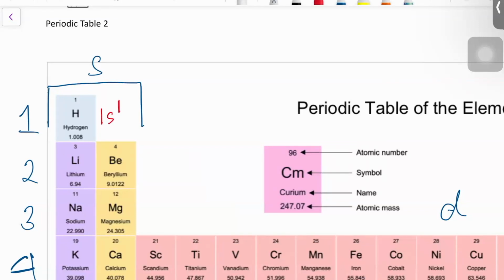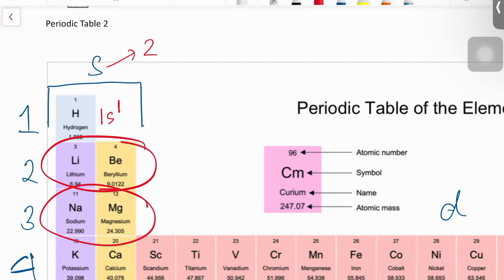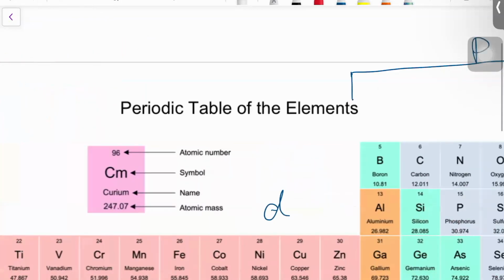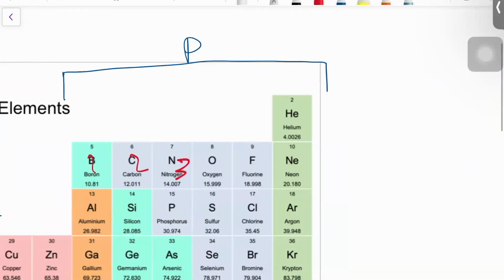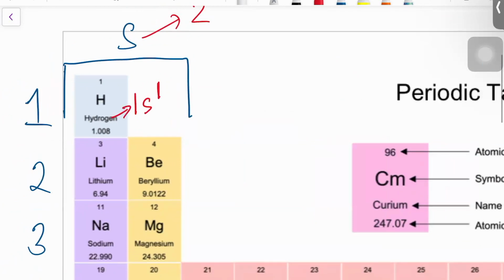Now, one s orbital can fit a maximum of 2 electrons. That's why the S block, each time you go across it, is only 2 columns. The P block can fit 6 electrons in total. That's why there's 1, 2, 3, 4, 5, 6 columns in the P block. So the first number 1 represents the energy level. The S tells me that I'm in the S block, and the 1 up the top is what I use to count my electrons. So 1s1, so 1 electron in the 1s block.